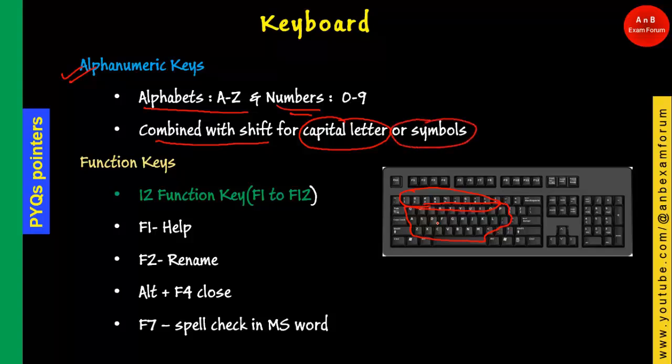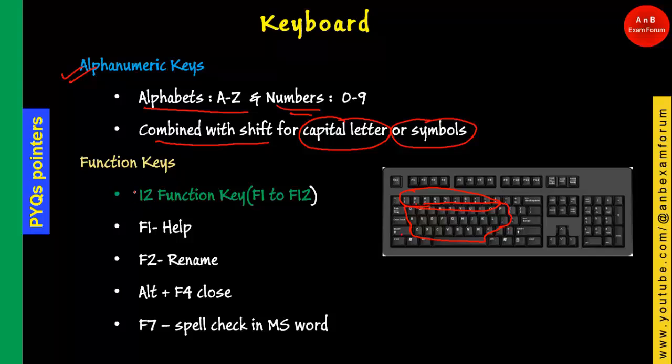If you see, there are certain other symbols, like in place of 2 you have the @ symbol. So if you press shift along with this key, you will get the @ symbol. Understood? If you press the key straight, you will get 2, but if you combine it with shift, you will get the character above this key.